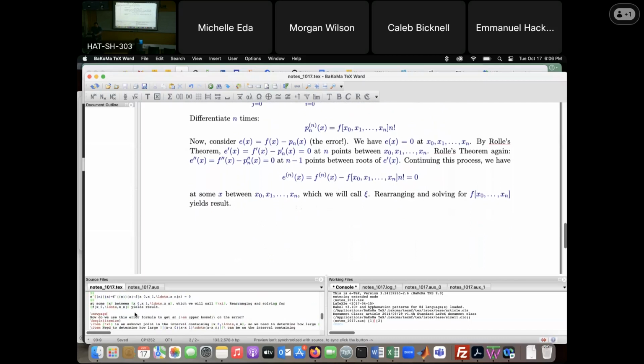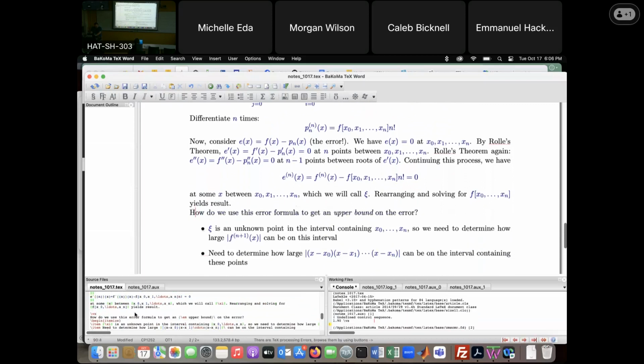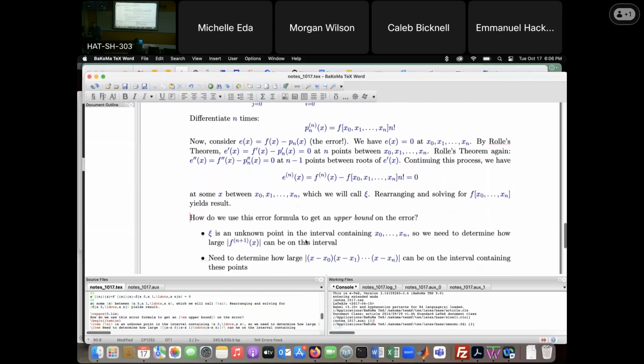Now that we have this error formula, we want to use it to get an idea of how large the error could possibly be. The error formula involves the n plus first derivative of your function evaluated at an unknown point. So what you need to do is figure out how large that derivative can possibly be.